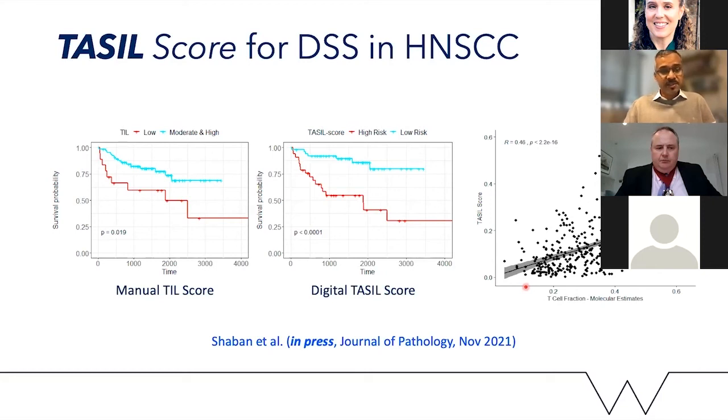And this is a paper that has just been accepted in the Journal of Pathology, hopefully coming out within the next couple of weeks. Another important thing that we showed here was that this digital TASIL score has a good positive correlation with CD8 positive T cells and strong negative correlation with M0 macrophages. And I think there is some interesting biology in there that we would be interested in exploring further.